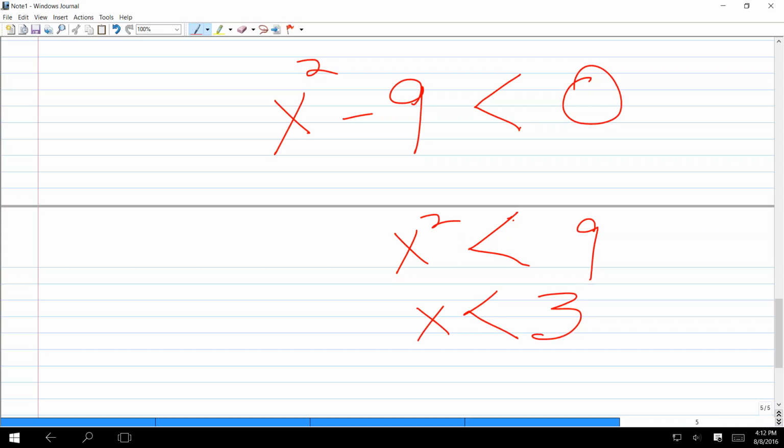Does negative... hold on a moment. Now I'm confused. The answer is actually this. In other words, it's not just x is less than 3. Let's go back and look at your answer.